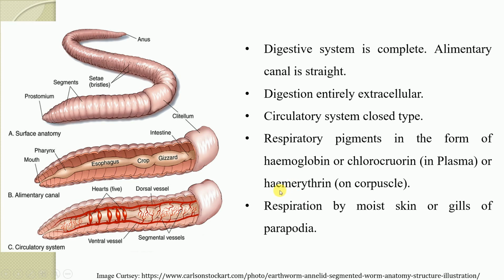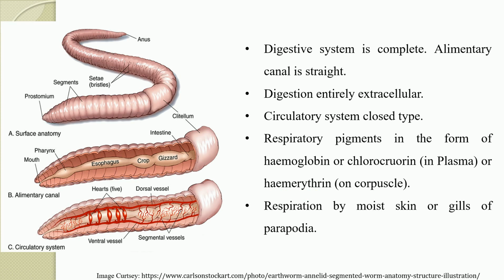Another respiratory pigment you will find among annelid organisms is hemerythrin, and its site is on the corpuscles, or the blood cells, on whose surface this respiratory pigment, hemerythrin, is present. So you can say there are three kinds of respiratory pigment in annelid organisms. One is hemoglobin, the second is chlorocruorin, and the third is hemerythrin, but their sites are different.